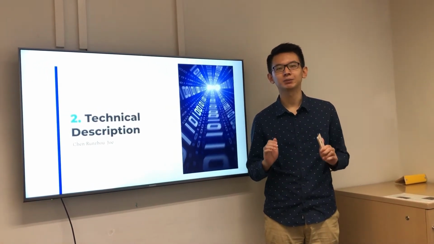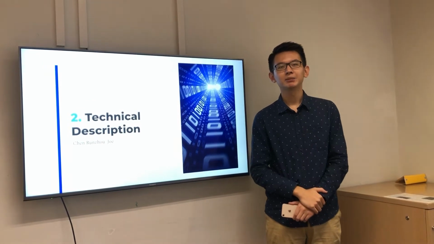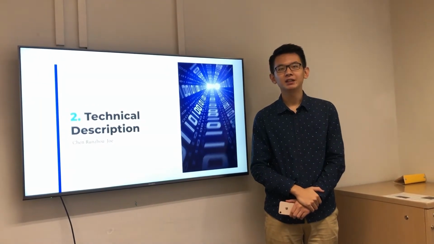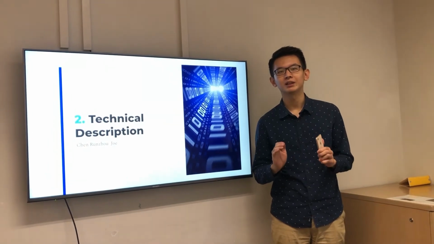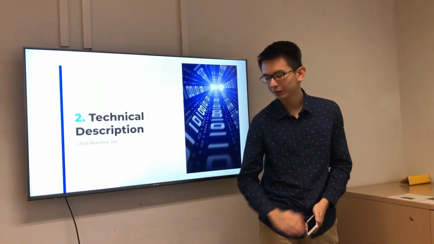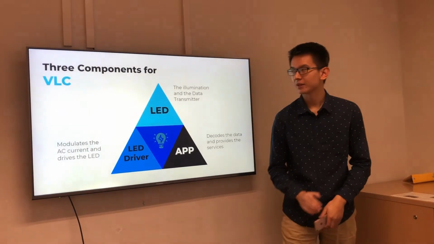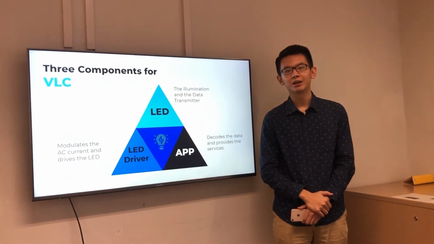Now I'm going to give a technical description of the smart indoor system and explain how the system works precisely. In visible light communication, the LED is used for not only illumination but also optical wireless communication. In order to implement this technology, three main components are required.